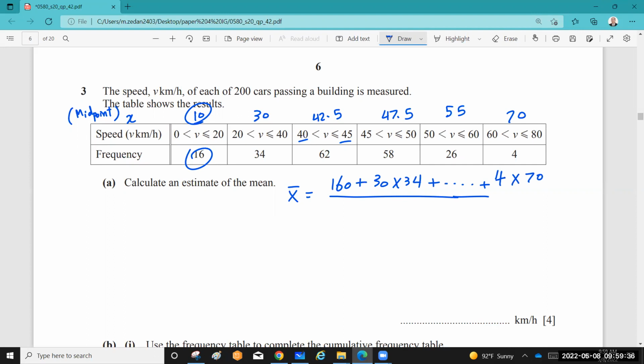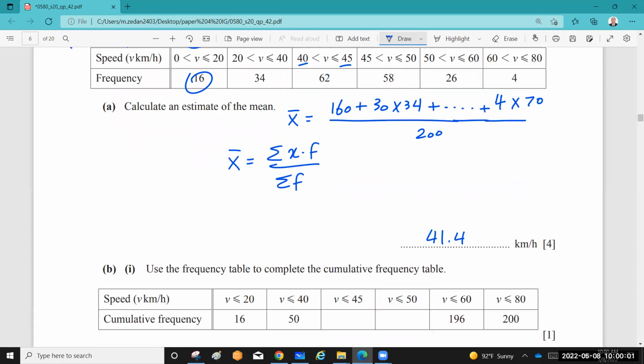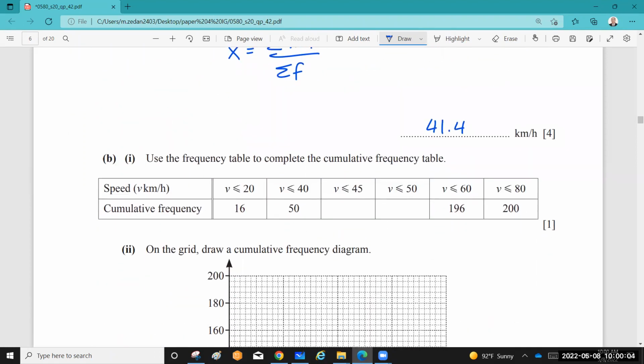So, the 6 products added up, divided by 200, the number of cars, you will get 41.4. I used here the formula for estimation of the mean: summation of each midpoint of the class times its frequency over the summation of F, or the number of the observations. Use the frequency table to complete the cumulative frequency table here.